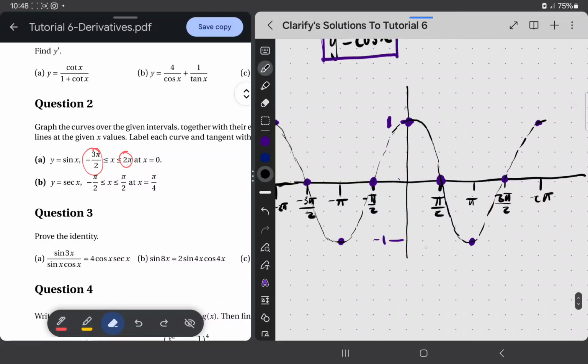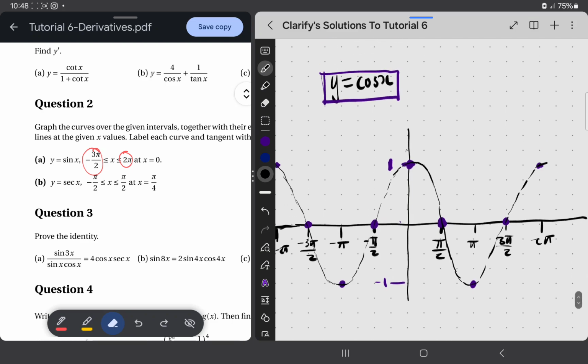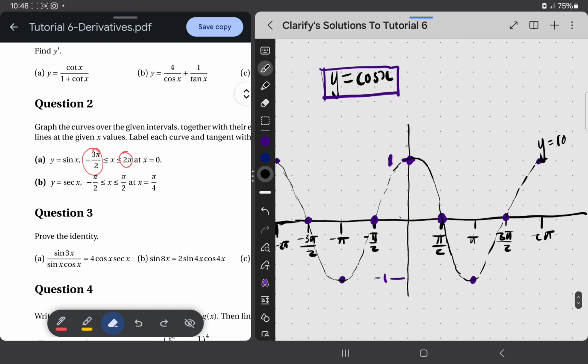1 to minus 1. How do I remember? Remember the 90s, okay? 90, 180, 270. Those are the ones we want when we plot. Those are the important values. So you can come here and say, this is my graph of y equal to cos x.